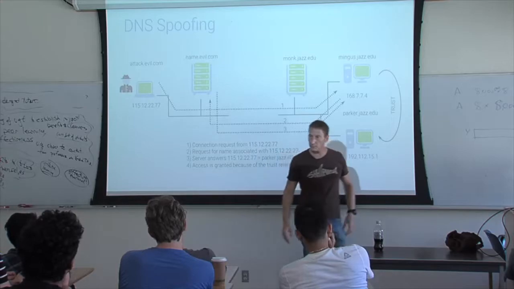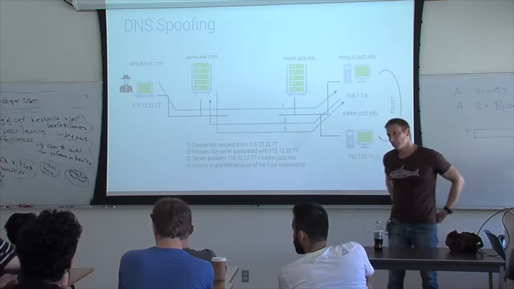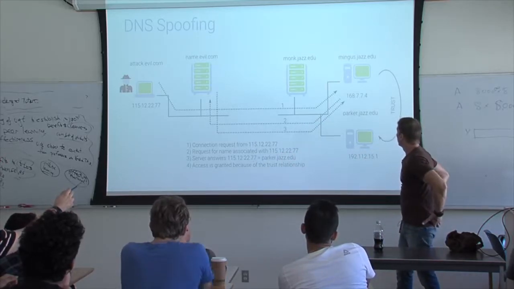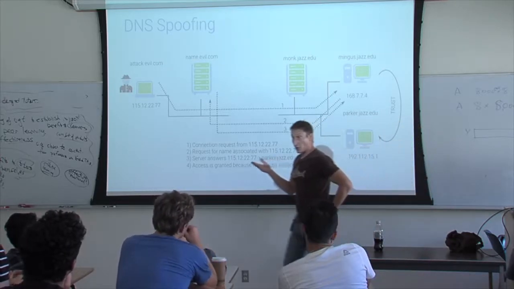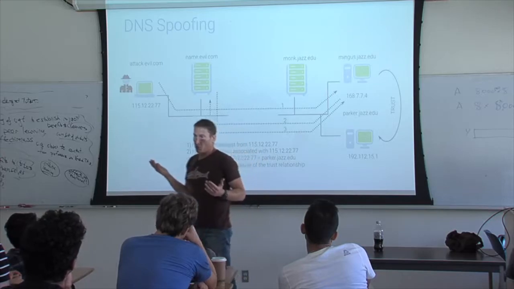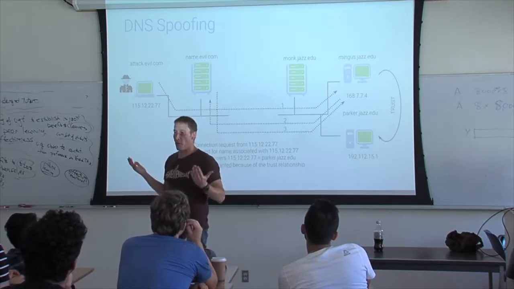So what prevents somebody from saying, no, I'm 168.7.7.4? Well, because you're on a different network. Yeah, you could of course do it. You can always claim that you have certain things.